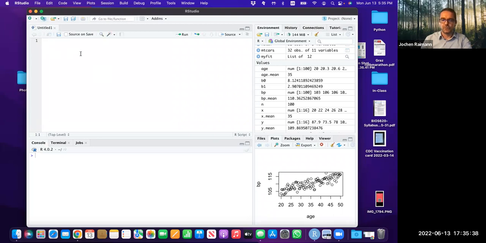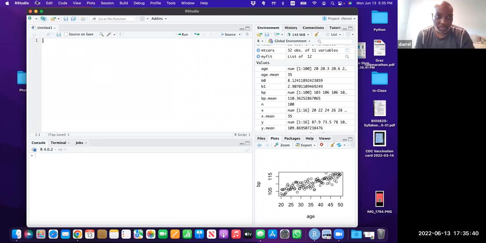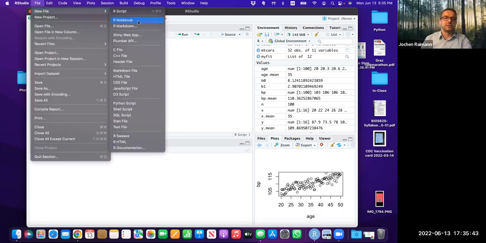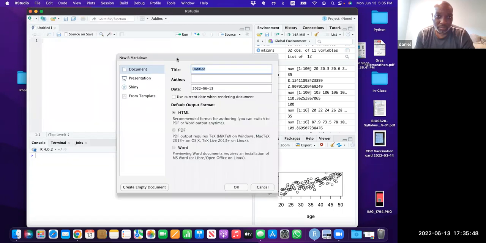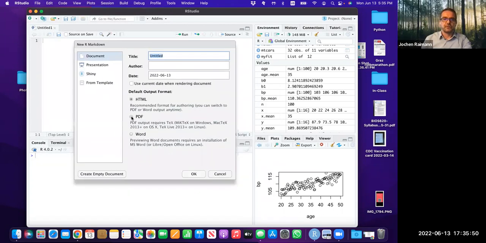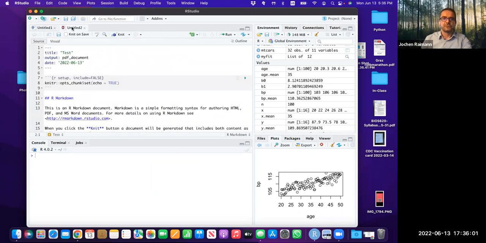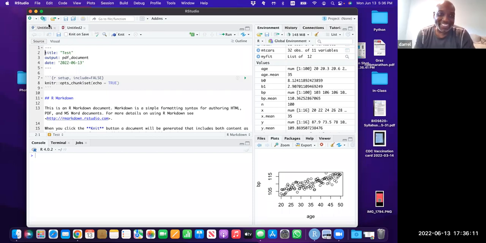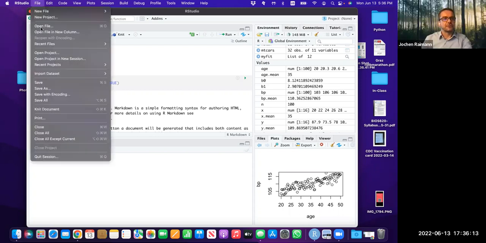So this is a script. If you go on File, New, and you go on R Markdown, it will prompt you, what do you want to do? You select PDF, and you name this somehow, like test. You click OK. It will create a markdown file named untitled2, titled test. Is that working for you? Yes. Okay, great.